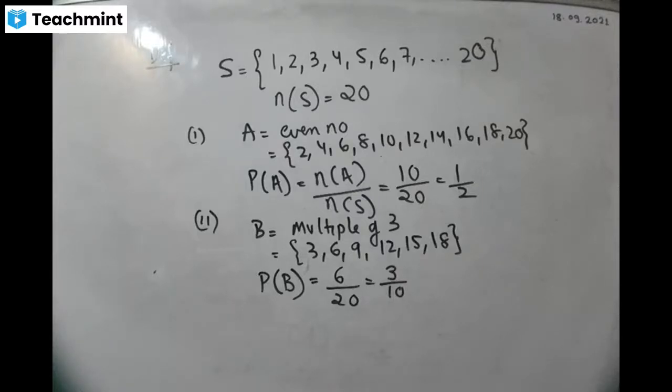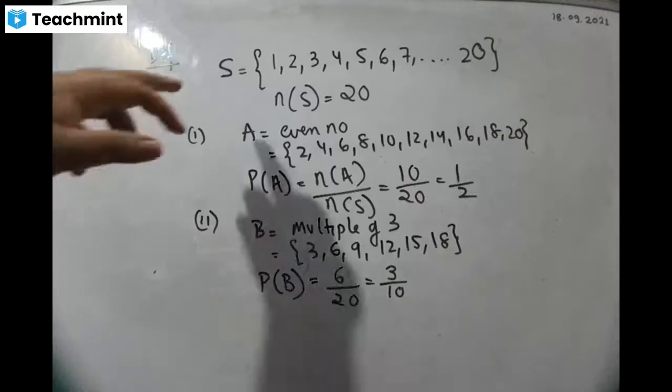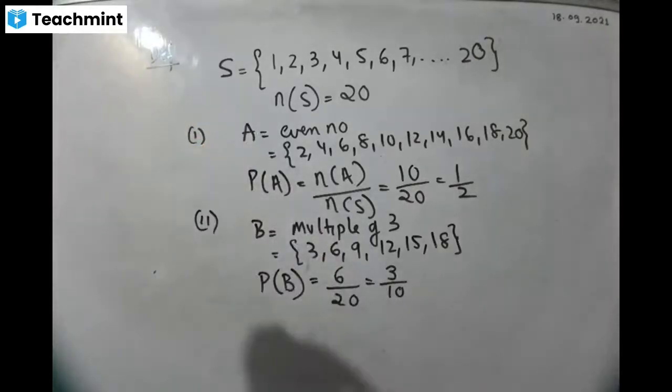So I hope you understood the definition of a sample space. Sample space means all the possible outcomes, or you can say results, of a particular experiment. In this case, a bag contained 20 cards numbered from 1 to 20. So when you take out any card, the number on the card could be 1 to 20, not more than that, not less than that. So the sample space is 20.